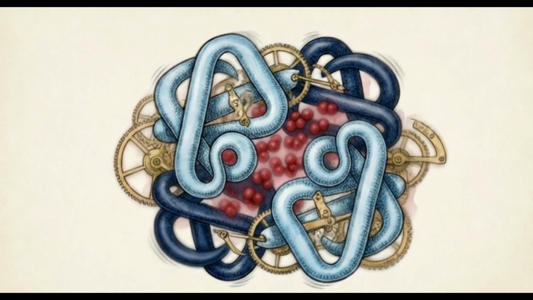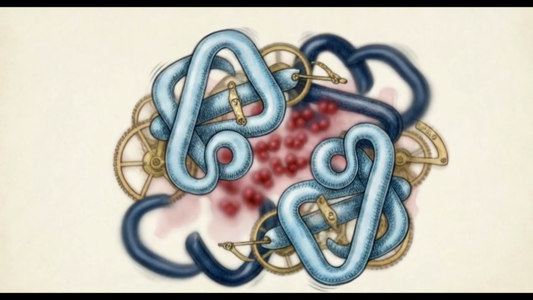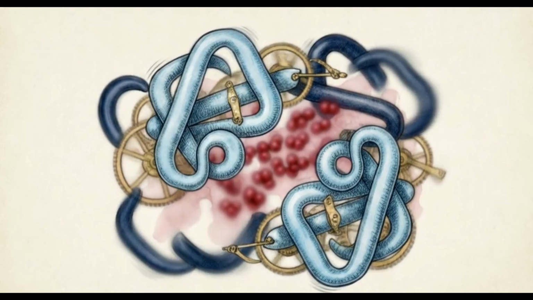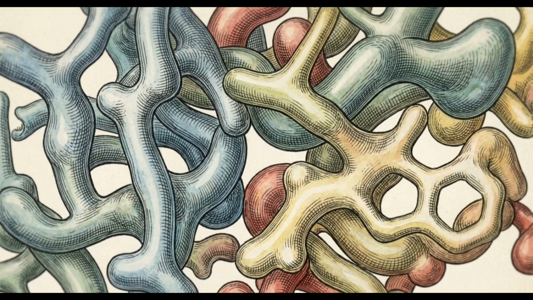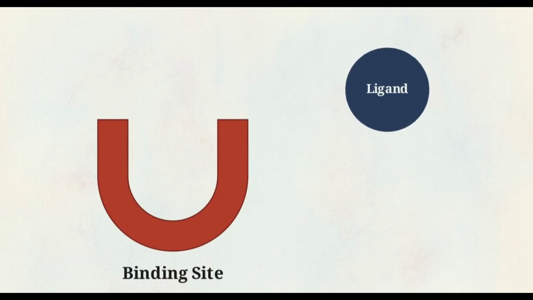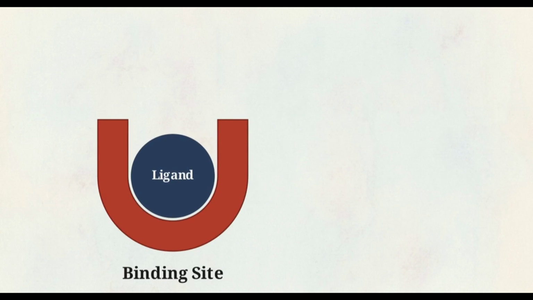Textbooks often depict proteins as rigid, frozen architecture. In reality, these are active machines. They vibrate, flex, and breathe, with amino acid side chains moving on a nanosecond scale. This motion allows for induced fit. When a ligand approaches, the protein's binding site physically adapts its shape to wrap around its target.